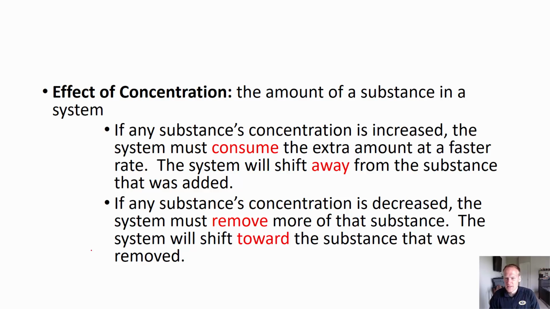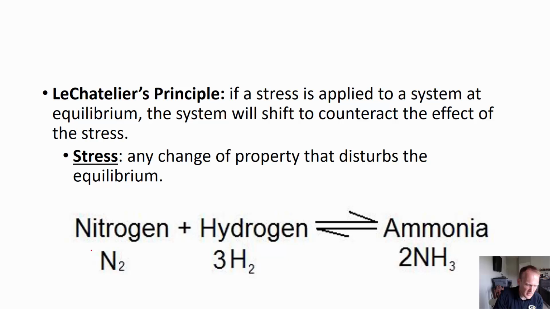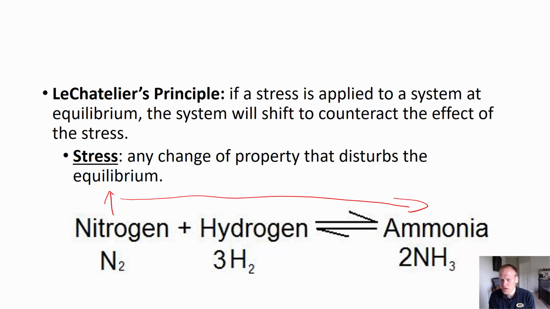So, the effect of concentration, the amount of substance in a system. If a substance's concentration is increased, the system must consume the extra amount at a faster rate, and the system will shift away from the added substance. Meaning, in this reaction, if I add N2, we're going to need to consume that N2, and therefore the reaction will shift this way, producing more ammonia.